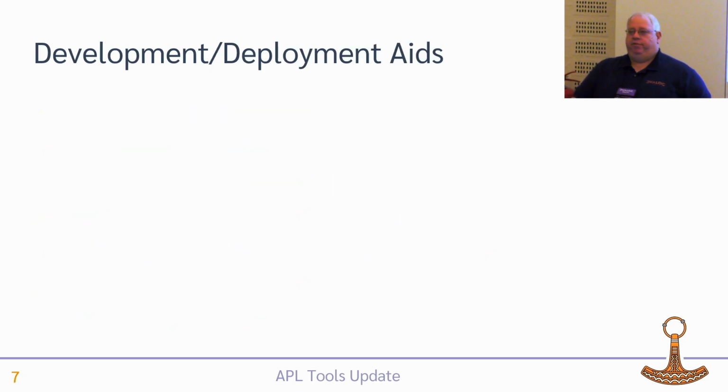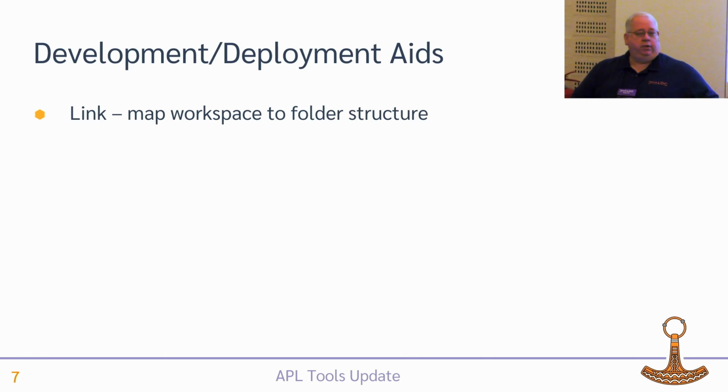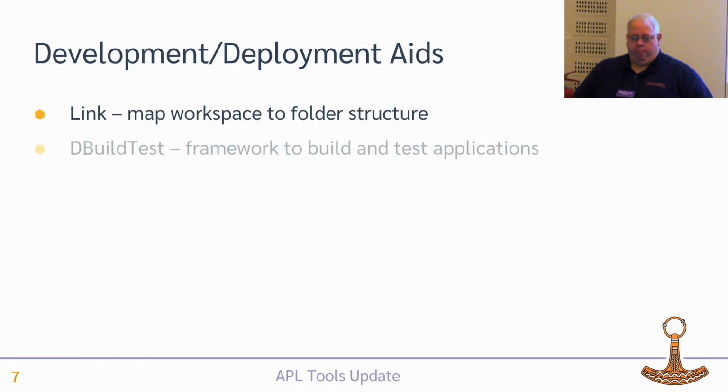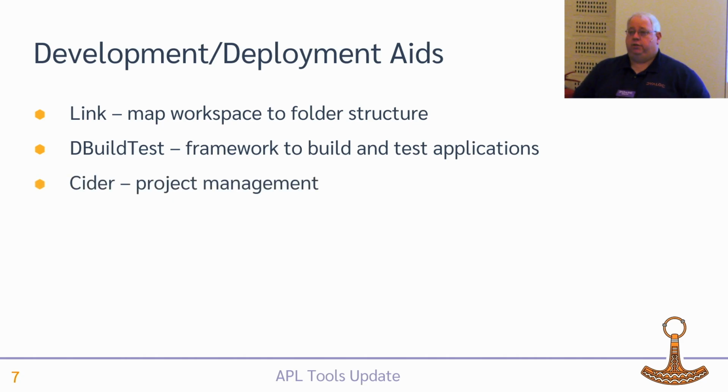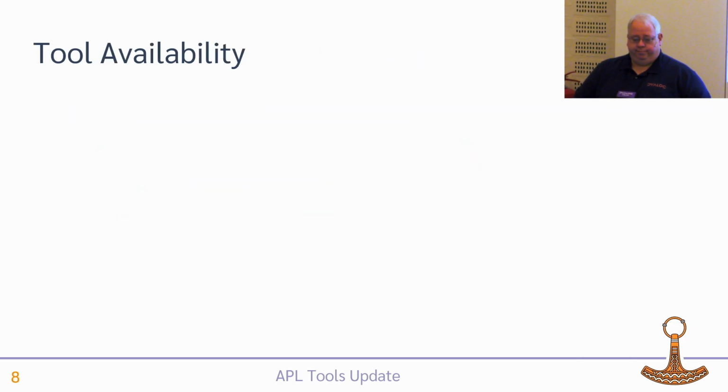And then we have a number of development and deployment aids that includes Link, which, with the early versions of Link I didn't use very much, but now it's a part of my daily development. It's a terrific way to manage code in your workspace and keep it in sync with code on file. There's DBuildTest, which is a framework that we use to build workspaces and test applications. Cider, which Morten has mentioned, for project management, and Tatin for package management.